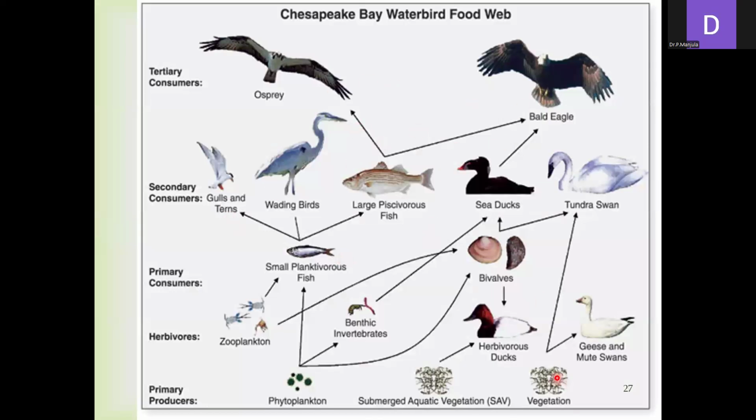This is an example of submerged aquatic vegetation. Here phytoplanktons may be eaten by zooplanktons or benthic invertebrates, small planktivorous fish, feeding fish. These are the names. So in the food web, a number of food chains are interconnected.